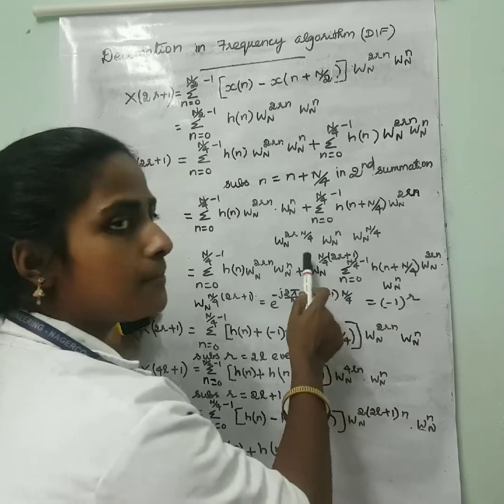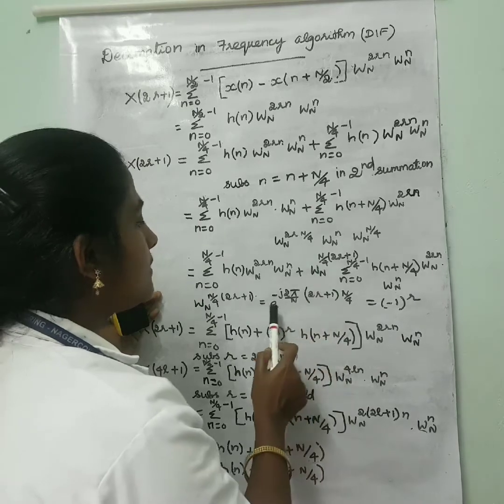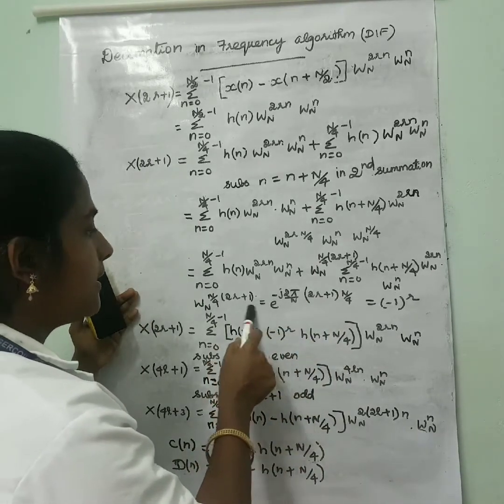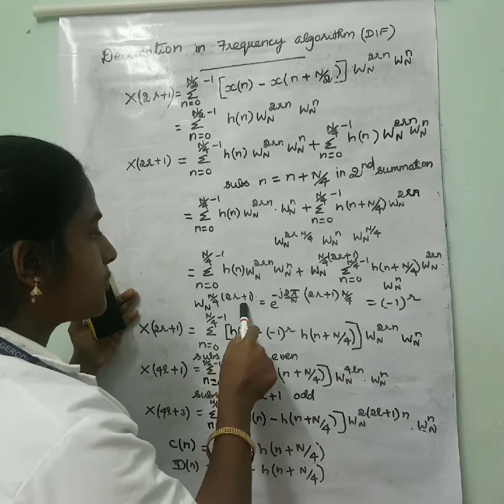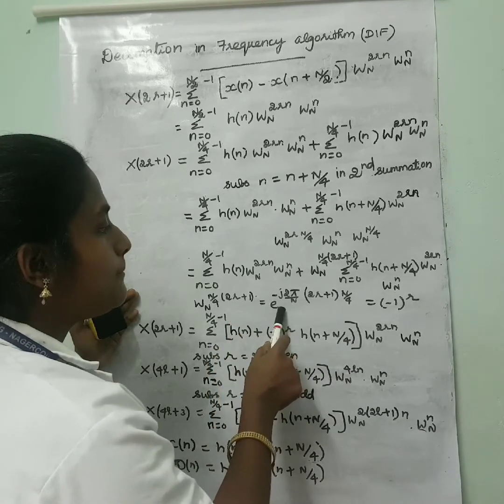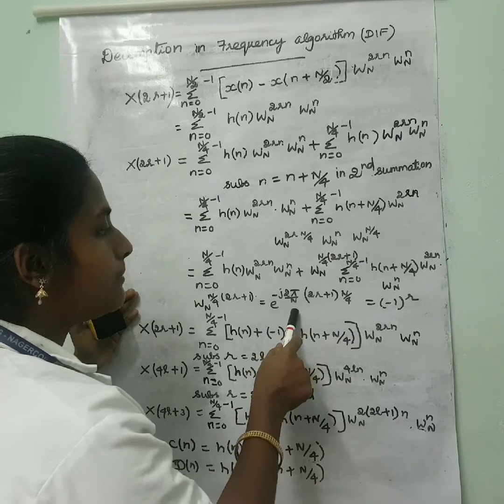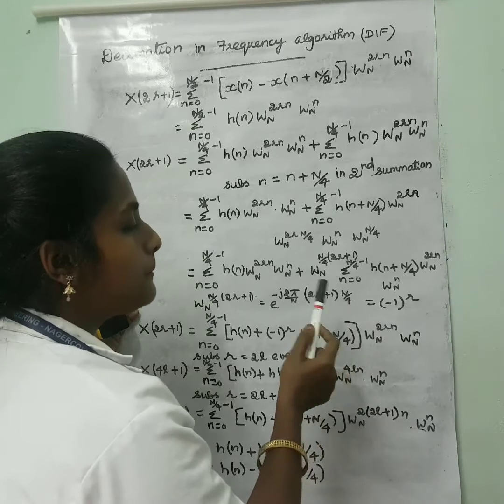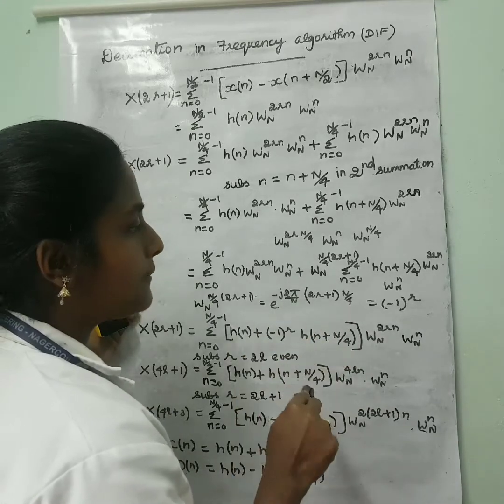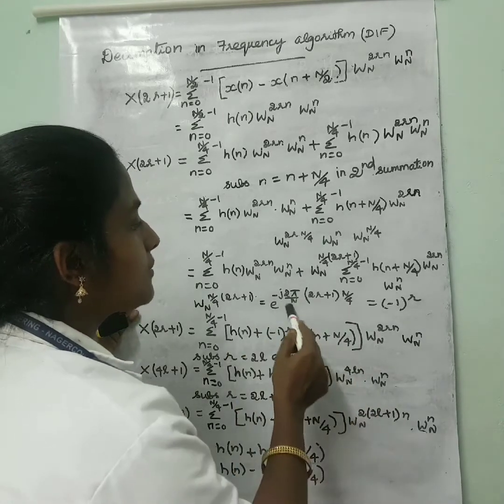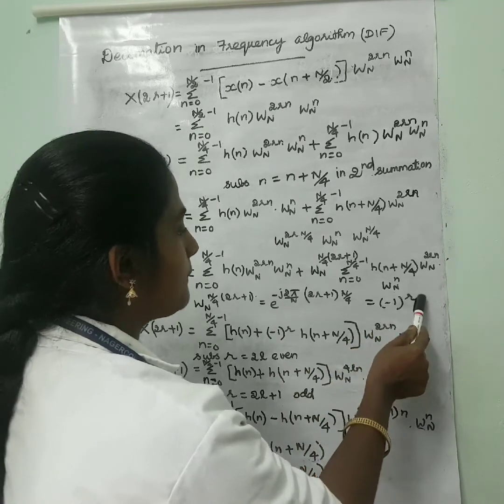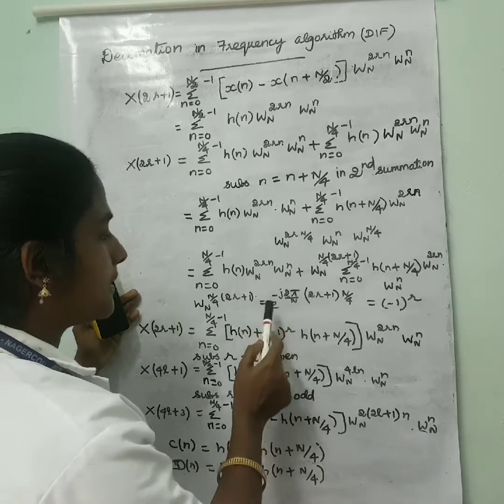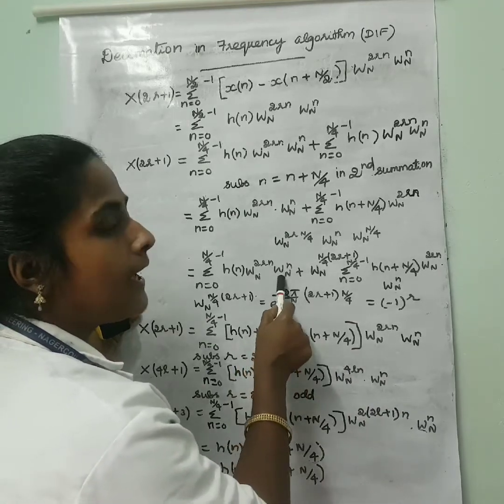Now you have to simplify this twiddle factor. You can simplify it by this formula, that is W_N power N by 4 into (2r plus 1) is equal to e power minus j 2 pi divided by N into (2r plus 1) into N by 4. Previously how you simplified, like that only you have to simplify. So you will get the value minus 1 power r. This value can be substituted in the above equation.